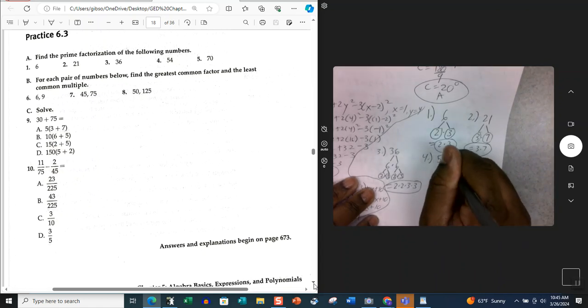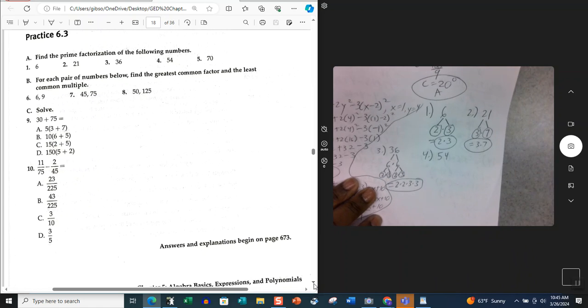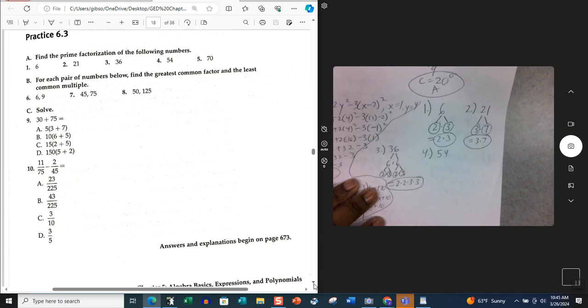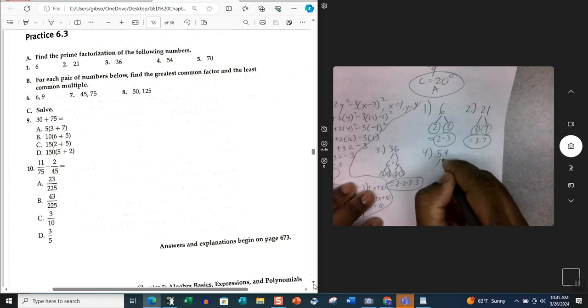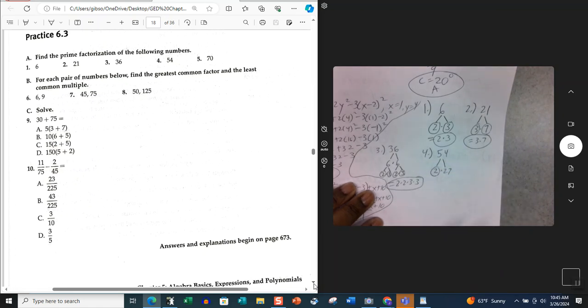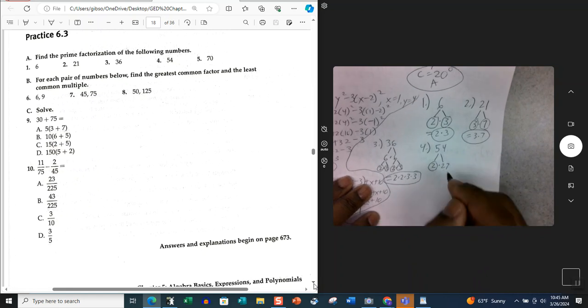54. Now, what I like to do, and this is just a me thing, when I come across even numbers, I usually try and take out the 2 first to get a prime number. So we know 2 times 27. 2 is a prime number. So we got one prime number here. But 27 is not prime.